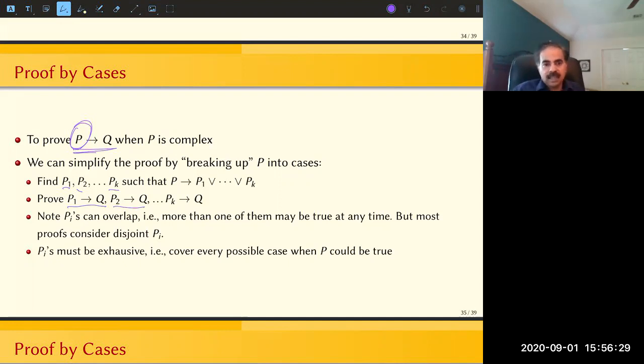So now, instead of starting with a complex condition P, you break it down into many cases, and then you prove your result in each case, right? So essentially what you have done is you said, hey, this is too complicated. I'm going to simplify it by breaking it up into a number of simpler problems, right? But of course, now I have a lot more things to prove. I have to prove P1 implies Q, P2 implies Q, and so on. So I have a lot of things to prove, but each of those proofs is going to be simpler, okay?